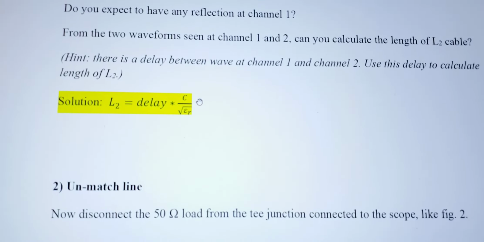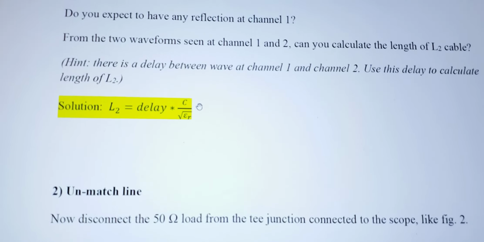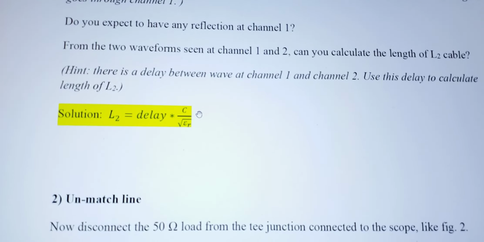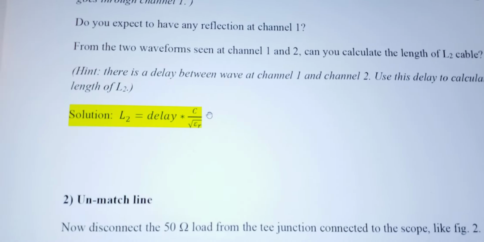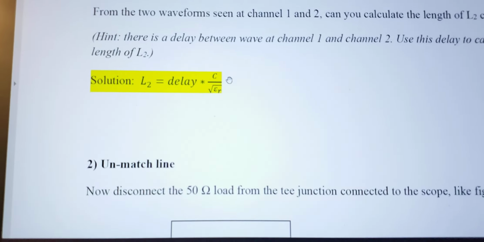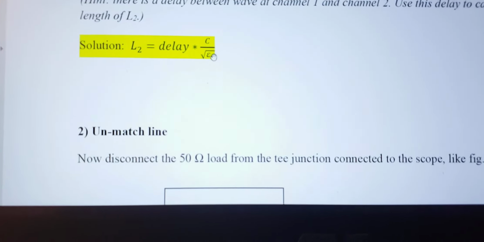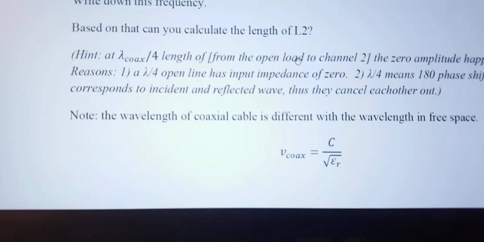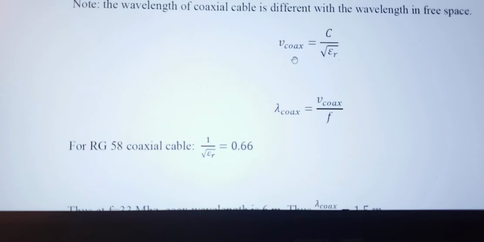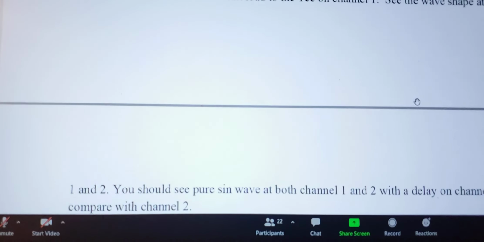C is the speed of light in free space, which is 2.99 something, but we say it is 3 times 10 to power 8 meter per second. Epsilon r, the relative permittivity, is given here at the end of the report, which is 0.66.